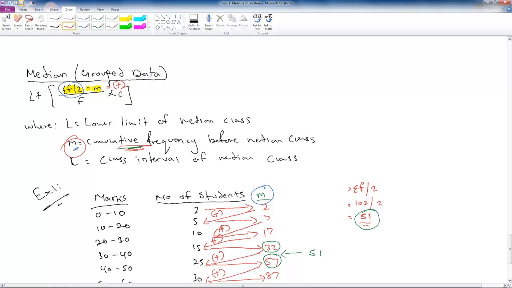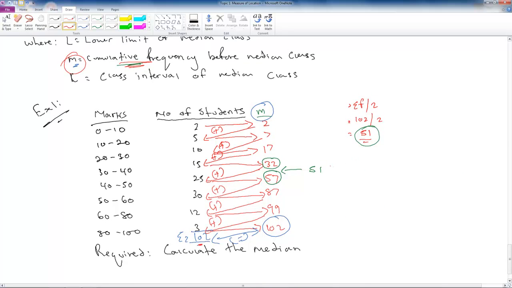So if you take this and minus this, you need to get a positive answer. So for that, this value must be lower than this value. So when you minus the M, this value must be lower than this value to get a positive answer.